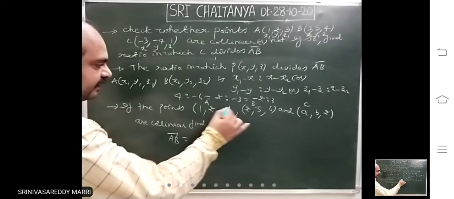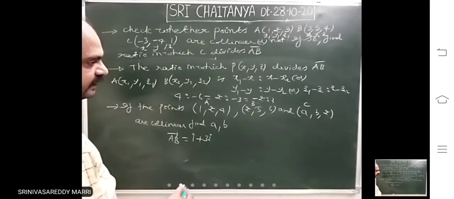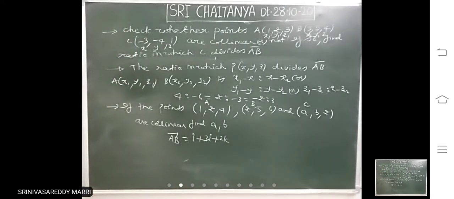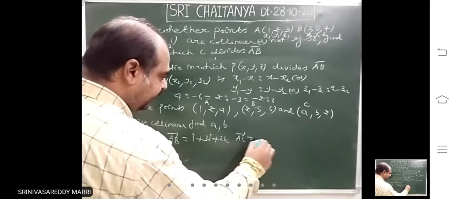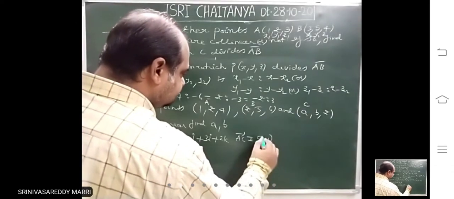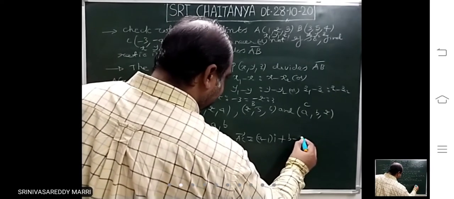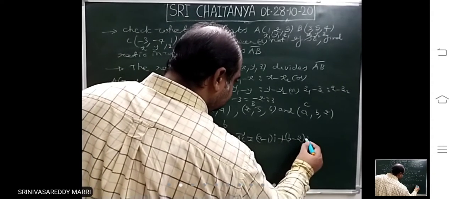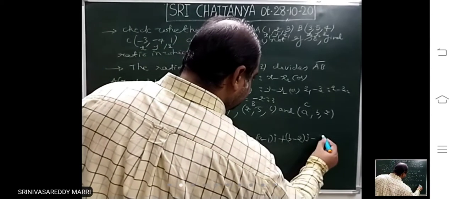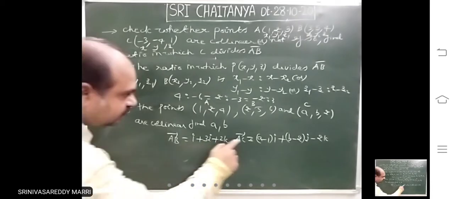OB bar minus OA bar. 2I minus I plus 3J. OB bar minus OA bar means 2K. So similarly, AC bar, find it. AC bar is nothing but OC bar minus OA bar. That means A minus 1 into I plus B minus 2 into J, so minus 2K. 2 minus 4. So therefore, these two are collinear.